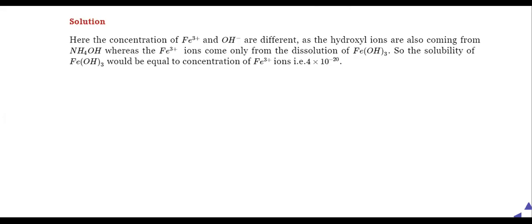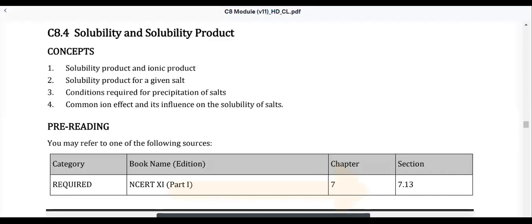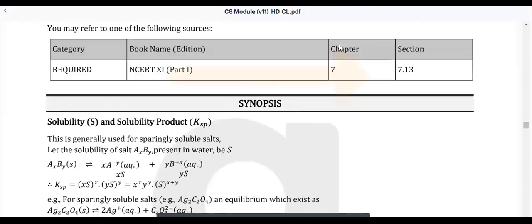Let's see this. The concepts that we have covered here are what is solubility product and what is ionic product, how solubility product is calculated for a given salt, the condition required for precipitation, and the effect of common ion. Let's see step by step.